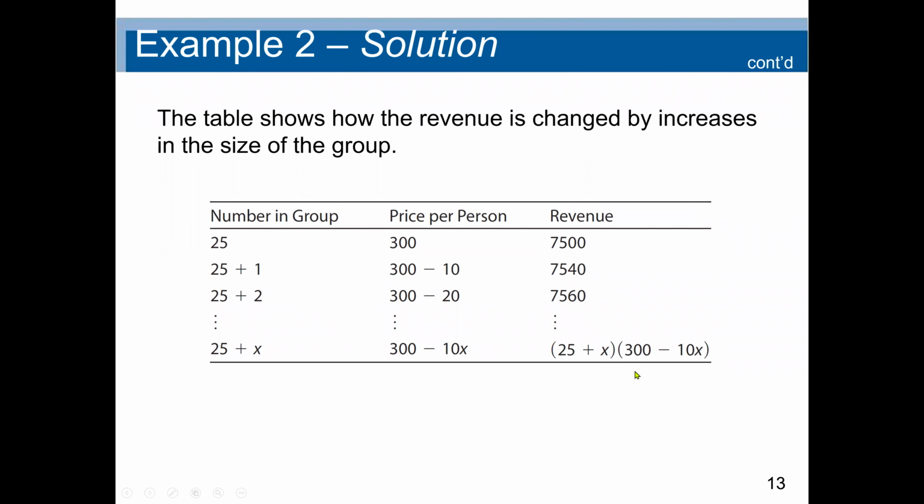So if x is 2, it will be minus 10 times 2. If it's 20, minus 10 times 20. So this will be our revenue function based on the condition given to us. So I'll wait for a few seconds if it's okay.